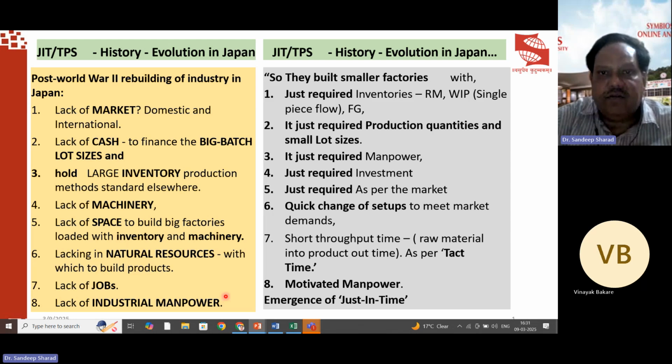If we talk about JIT and TPS, the history and evolution in Japan, they built smaller factories with just the required inventories: raw material, WIP and finished goods. Just the required production quantities and small lot sizes. Just the required manpower, just the required investment, just as per the market. Quick changeover of setups to meet market demand. Short throughput time, from raw materials to product, out as per the takt time. Motivated manpower, emerging as just-in-time practices.